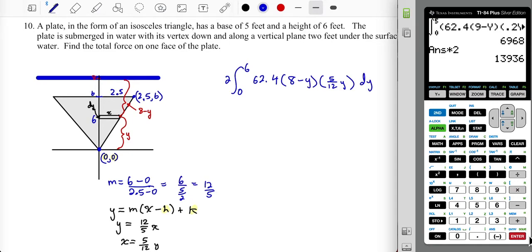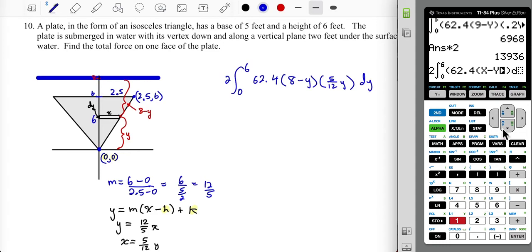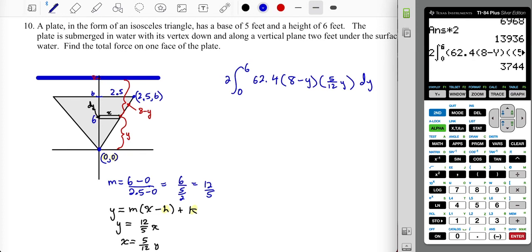And then we have our dy. Alright, so we can crunch that. So 2 times the integral from 0 to 6 of 62.4 times 8 minus y, times 5 twelfths, times y. Close it up, throw on a y at the end. I keep doing that. And we get 3744.